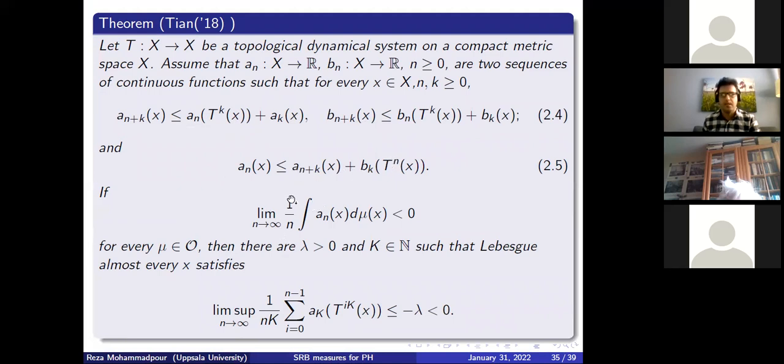If the limit of 1 over n of the Lyapunov exponent of a_n for every observable measure is negative, then we have non-uniform expansion. Again, you need three things: subadditivity of the two sequences a_n and b_n, and a negative Lyapunov exponent for all observable measures. All of them. Then you have non-uniform expansion, as you see.